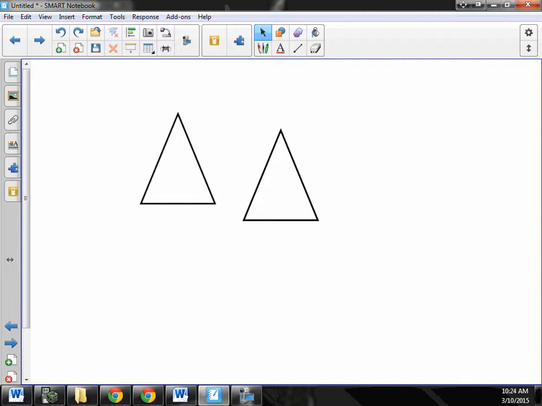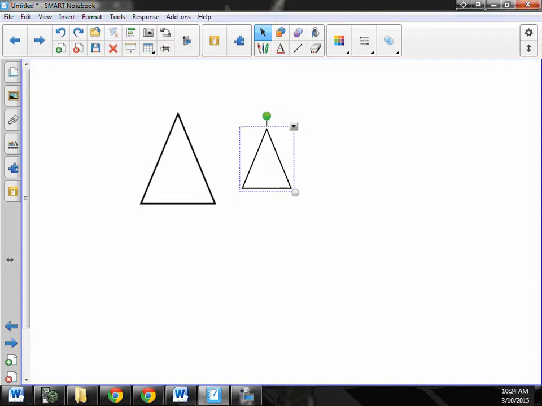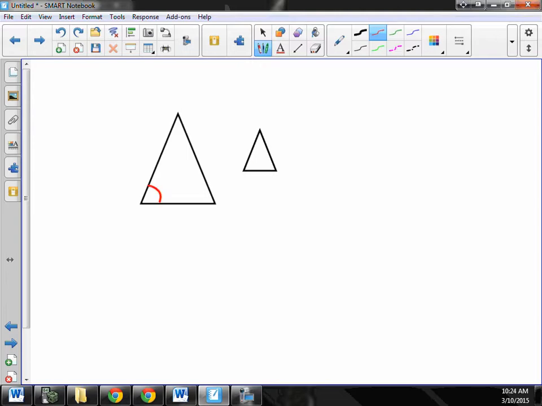But if I take this triangle and I make it smaller, but I keep the ratio the same, now the angles still match, but now the sides are different lengths. These triangles are called similar. Anytime you take a shape and you make it bigger or smaller without changing the aspect ratio, that would be similar.